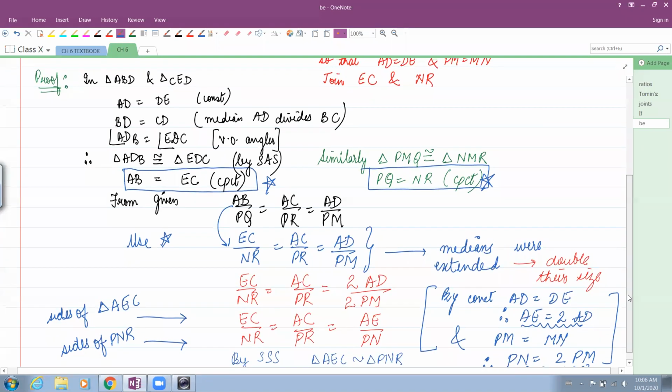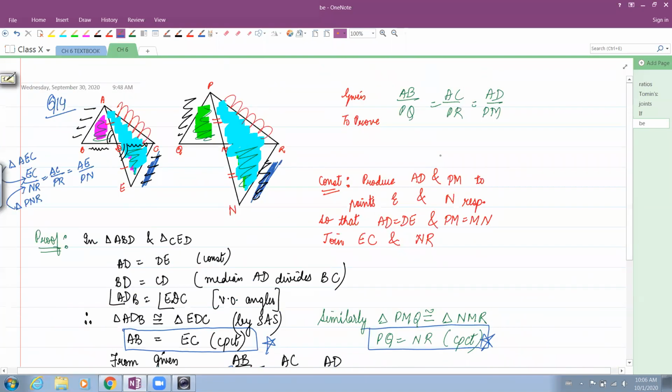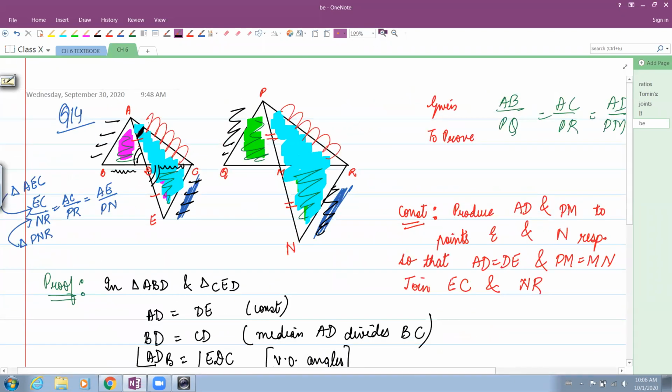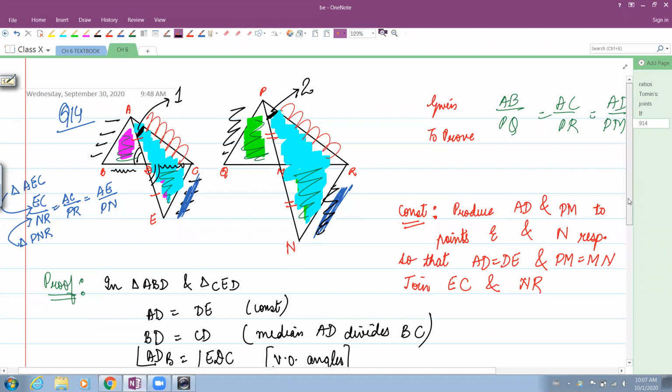And once these two triangles are similar, you can write down their corresponding angles equal to each other. So I'm going to mark the corresponding angles equal. This angle over here, since the triangles I have highlighted in blue are similar to each other, their corresponding angles will be equal. So angle 1 will be equal to angle 2.